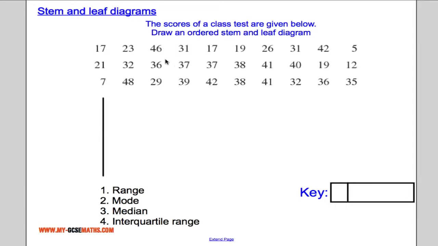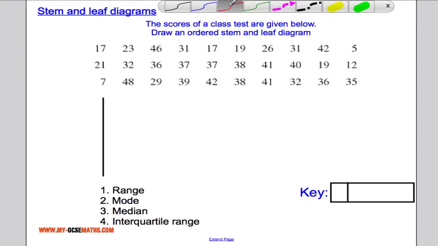So here we have a data set and it's the scores of a class test, and we're asked to arrange it in an ordered stem and leaf diagram. It's quite a large set, so a stem and leaf diagram is a nice way to represent this data set and then use that representation to answer these questions below.